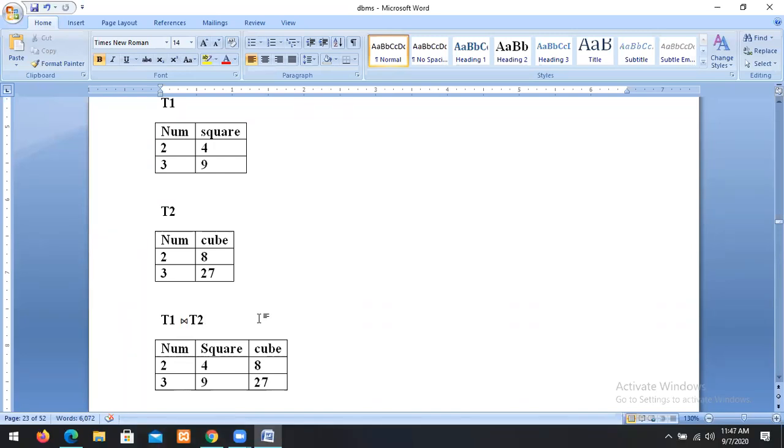What is theta join? When the join condition has any one of the relational operators such as greater than or equal, less than or equal, then the join is said to be a theta join. When the join contains the relational operator equal, then the join is said to be an equijoin.